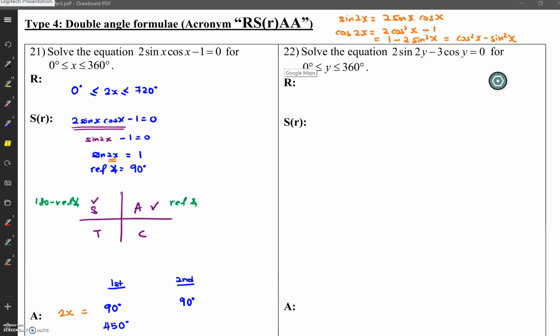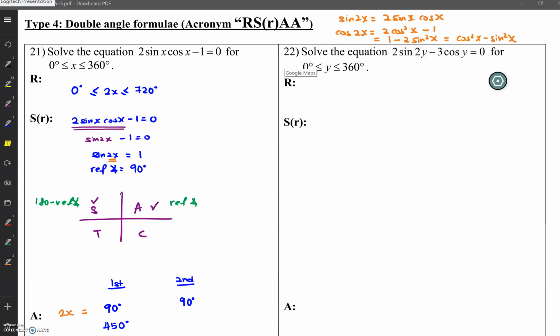Here you will see actually two trigo terms. One is sine and one is cos. And the worst thing is you will see there is actually 2y and y. So this one obviously is telling you that I have to convert the sine 2y to become maybe cos y or something y. So I need to apply my double angle.